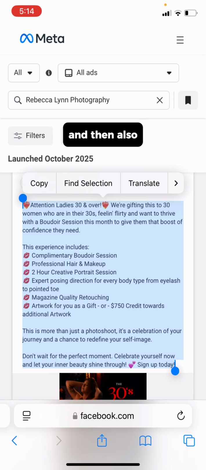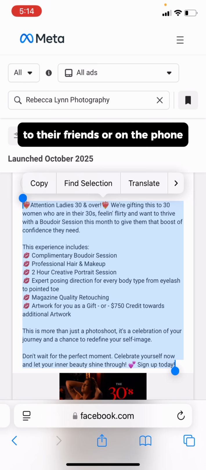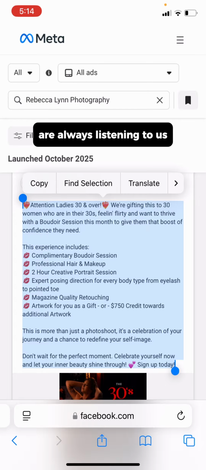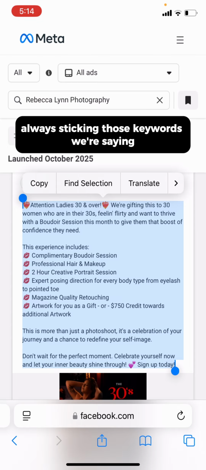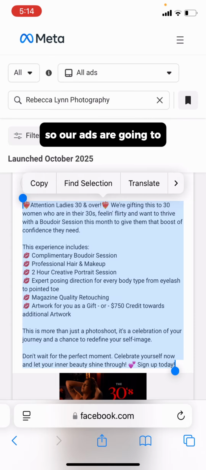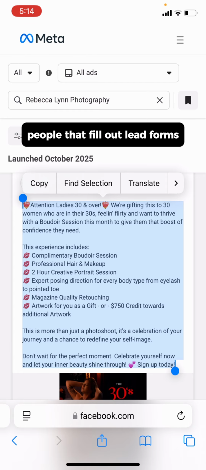And then also words they've been saying in their day-to-day life to their friends or on the phone, whether or not they're on a phone call or not, because the Facebook and Instagram microphones are always listening to us and basically always sticking those keywords we're saying onto our Meta, Facebook and Instagram profiles. So our ads are going to people that fill out lead forms.